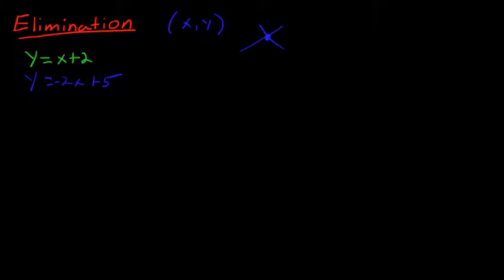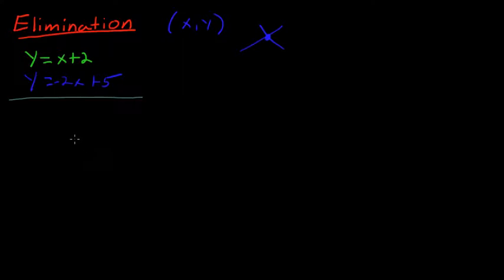Using elimination, I like to use elimination by addition. In other words, I'm going to add these two equations together. When I add them together, I want one of the variables to go away or be eliminated. So I'm going to simply add straight down, just like good old-fashioned adding.